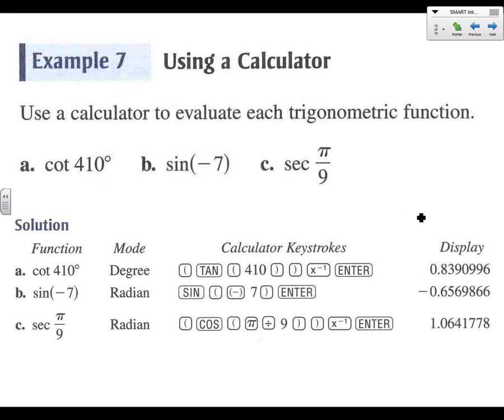All right, so a couple examples here of doing cotangent of 410 degrees. So a couple things to note. Make sure you're in degree mode. And remember, cotangent is 1 divided by tangent of 410. So to do that on your calculator, you're going to do the tangent of 410 and then hit x to the negative 1. You could also just do 1 divided by the tangent of 410. All right, so a couple other examples there. You can take a look at them, know how to plug these into your calculator.